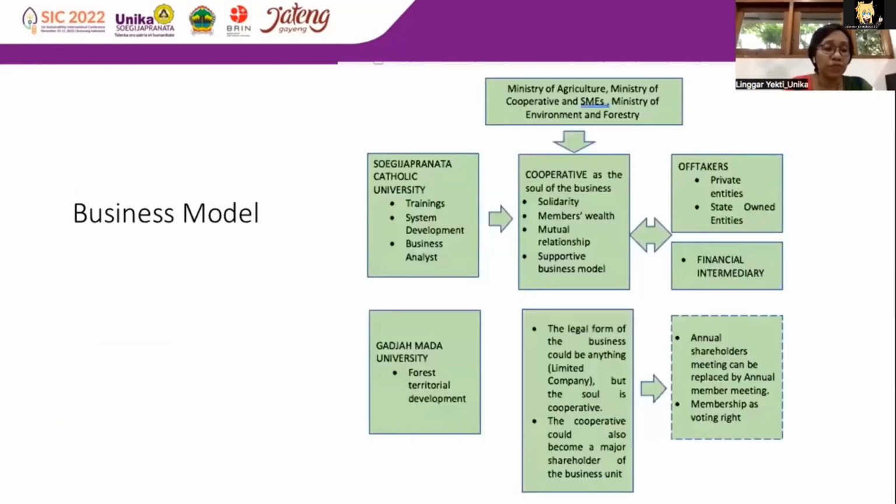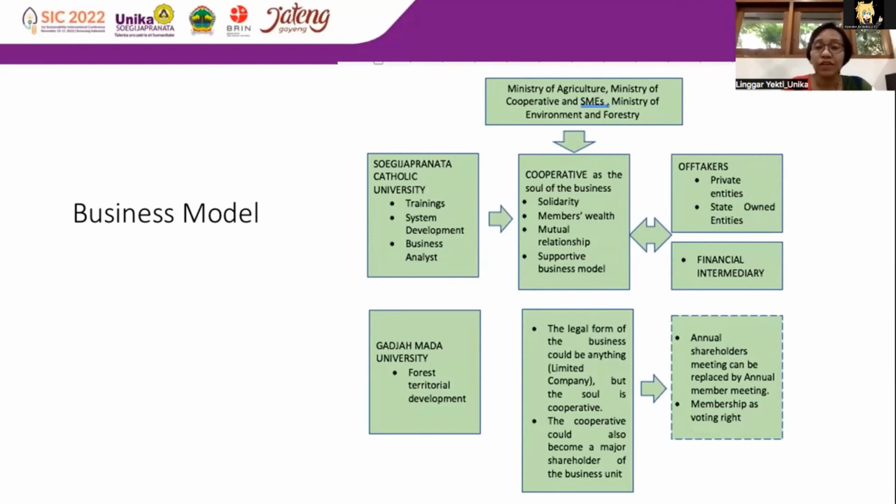In this business model figure, we can see that there are some stakeholders involved in the business model. They are the ministry, as the advisors, universities where the Sacipto university takes part for conducting training, system development, business analyst. And we also sought assistance from Gajah Mada University, where they will help in forest territorial development. Again, cooperative is the source of the business. So it will propose the solidarity, members will have a mutual relationship, and support this business model.